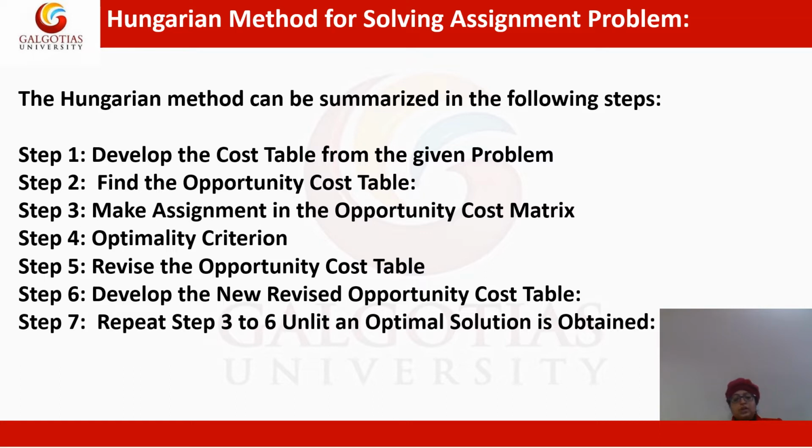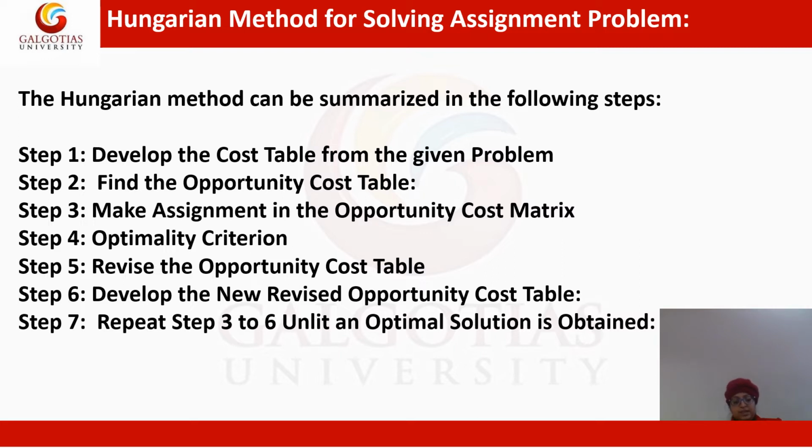The next step is the optimality criteria. If the number of assignment cells is equal to the number of rows and columns, then it is the optimal solution. The total cost associated with the solution is found by adding the original cost figures in the occupied cells. If a 0 cell is obtained, then it will be closed as given in step 2.